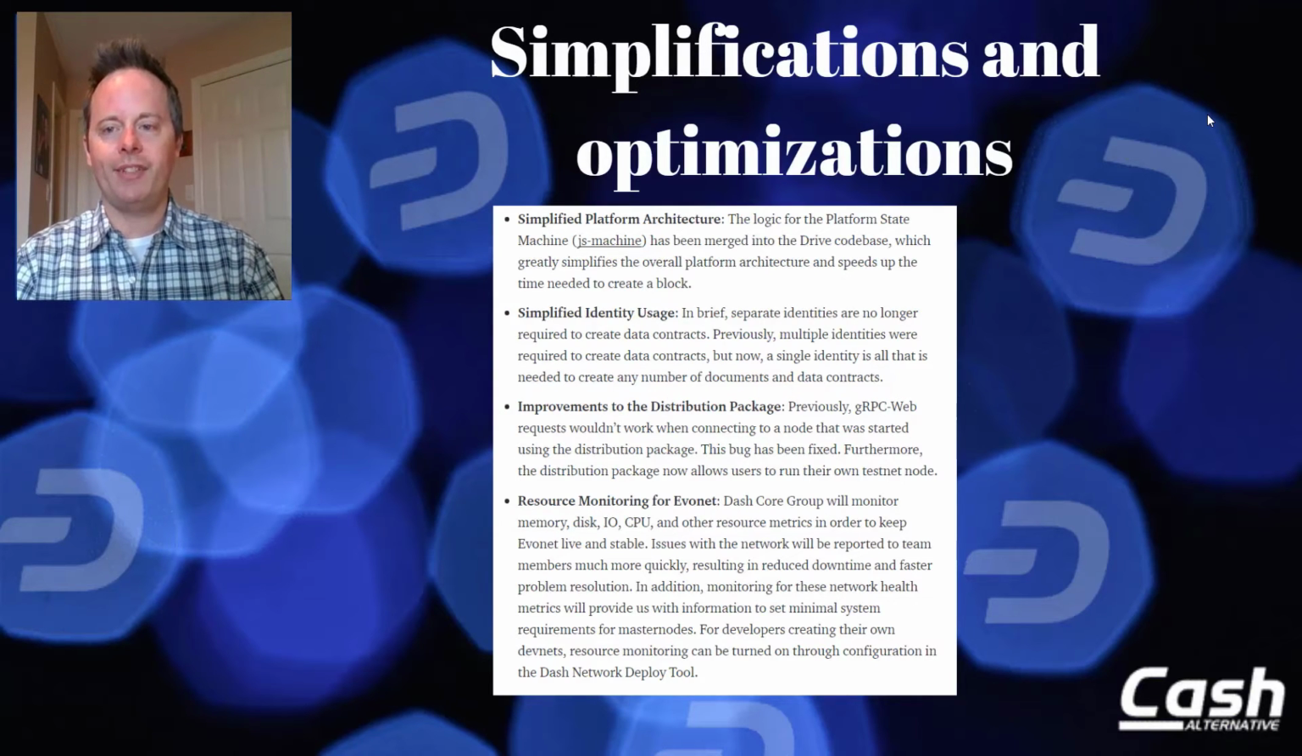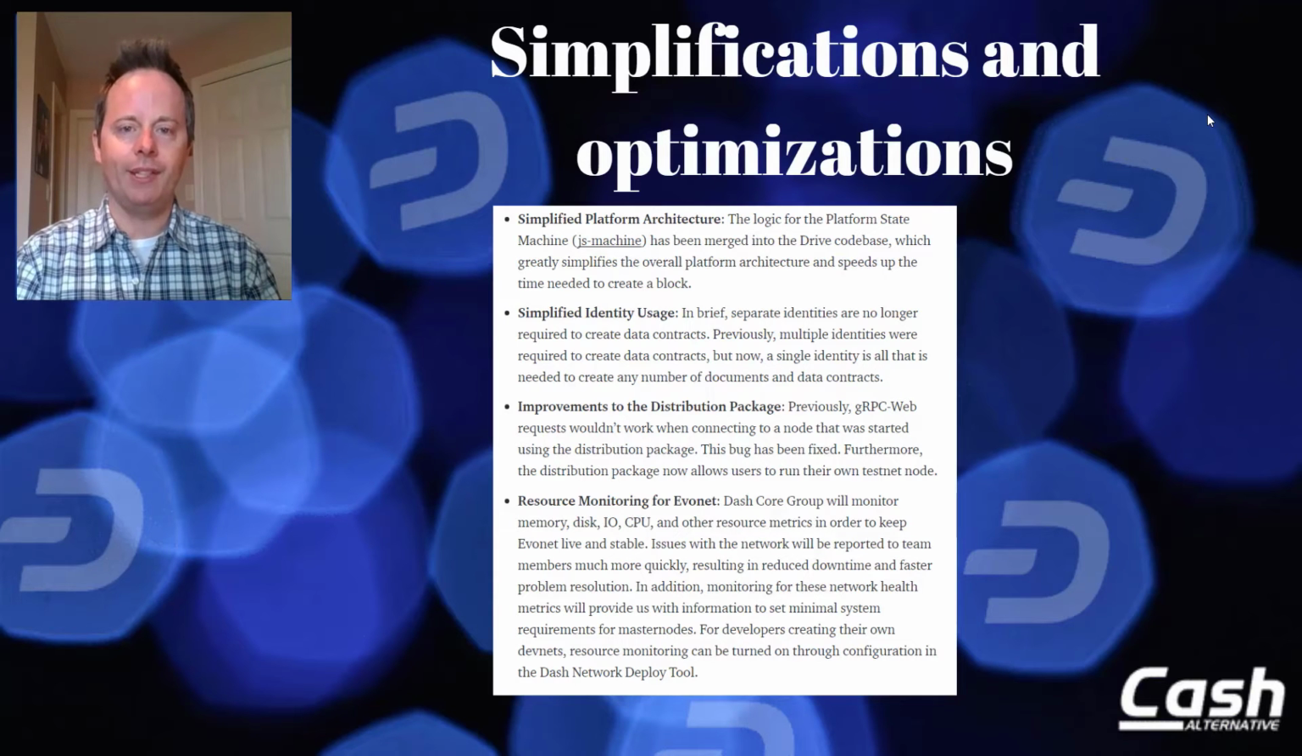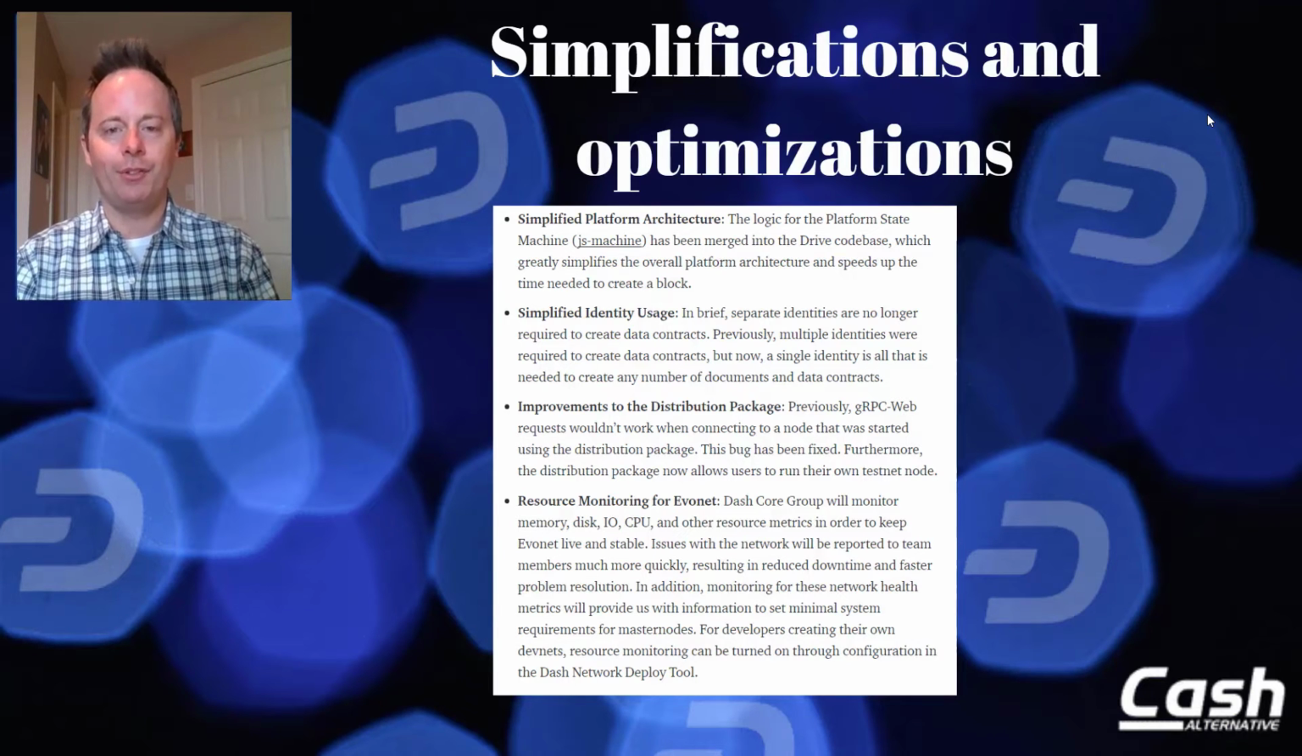So some other simplifications and optimizations that they have going here, and I'm going to come out straight and say I'm not a developer, so I don't know exactly what everything is saying here, but I know how to read it, and I'm going to go through it with you guys right now. There's a simplified platform architecture, and the logic for the Dash platform state machine, the JS machine, has been merged into the Drive codebase, which greatly simplifies the overall platform architecture and speeds up the time needed to create a block. So it makes everything go a little bit faster.